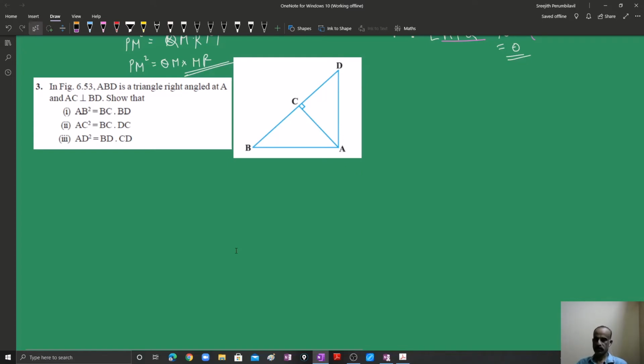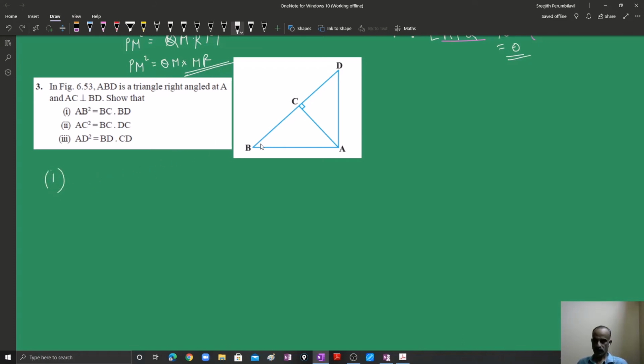ABD is a triangle, right angle at A, and AC is perpendicular to BD. Show that AB square is equal to BC into BD. Now it is one and the same approach. I don't think we need to discuss this in detail. I will show one among them, maybe the first one. I am not going to write the entire thing.